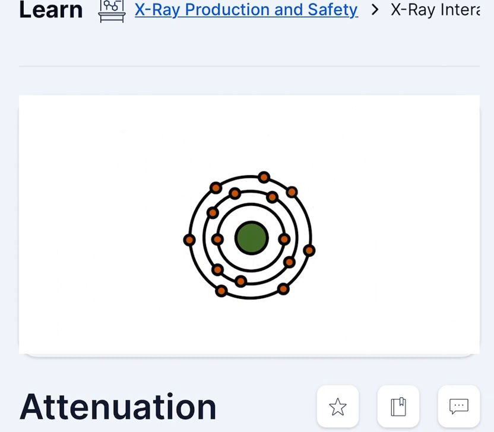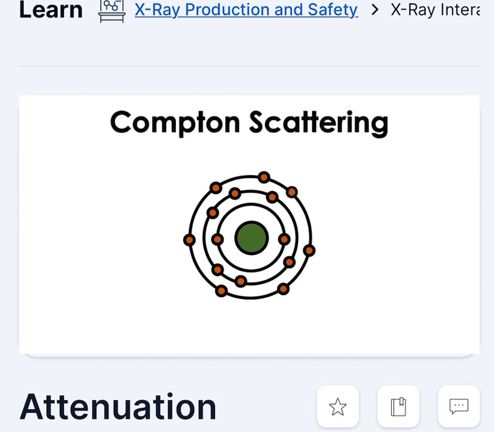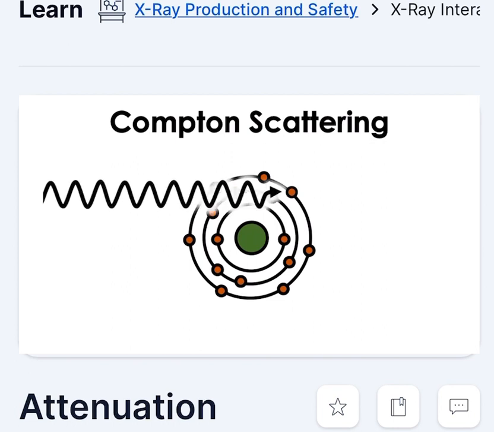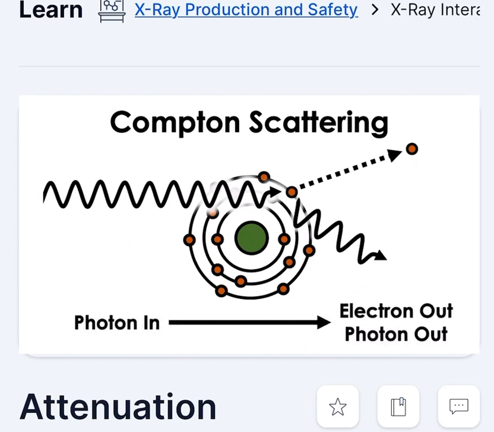The next interaction is Compton scattering, and it's kind of a combination of the two. As with all interactions, the X-ray photon enters an atom in the patient. This X-ray photon is only partially absorbed by an outer shell electron. This results in the electron being knocked out of its orbit, again called ionization. The remaining photon energy, though, is carried away by a scattered photon. So, in this mechanism, it's a photon in and both an electron and a scattered photon out. Compton scattering can result in attenuation if the photon is scattered completely out of the beam.